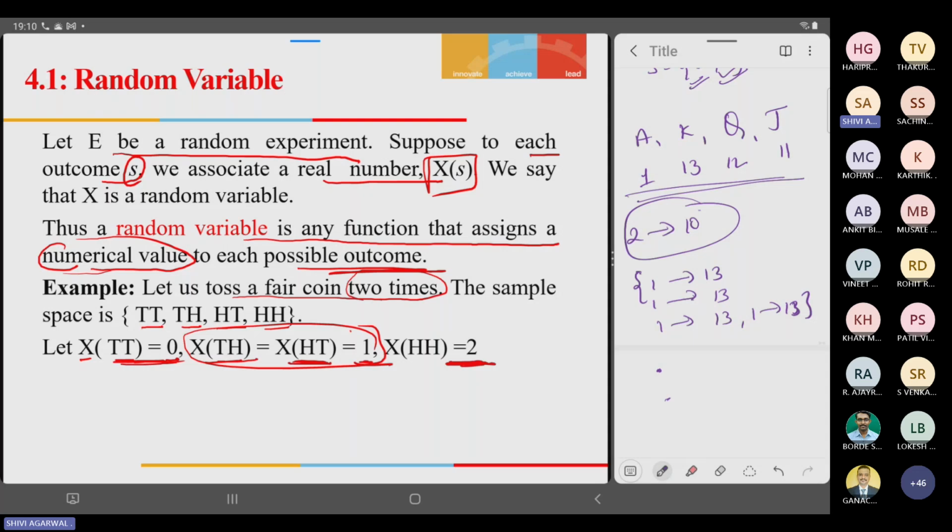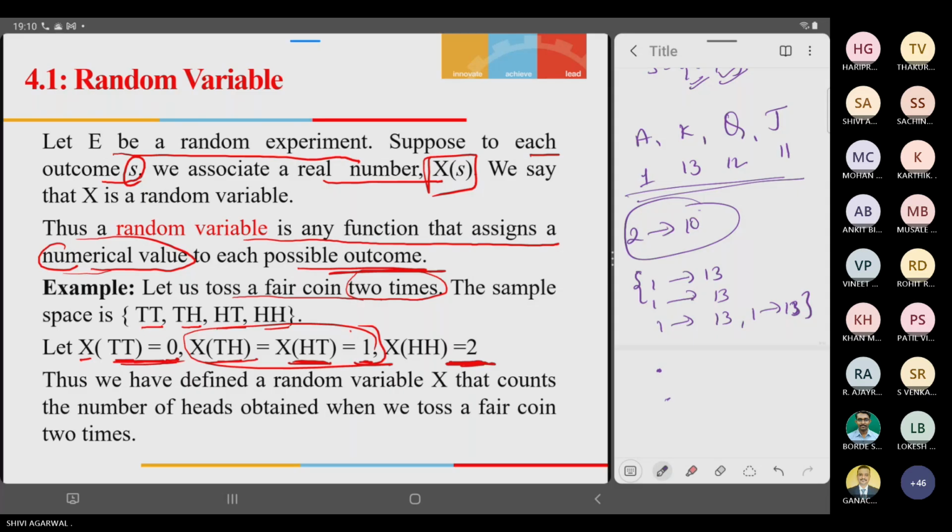Okay, that is the random variable. So we defined a random variable X that counts the number of heads obtained when we toss a fair coin 2 times. Okay, so it depends upon us what type of random variable definition we have to mention. For example, with events also, if you did it in the last class, the last chapter, in that it is up to us how we define the events properly. Okay, same here we are doing it.